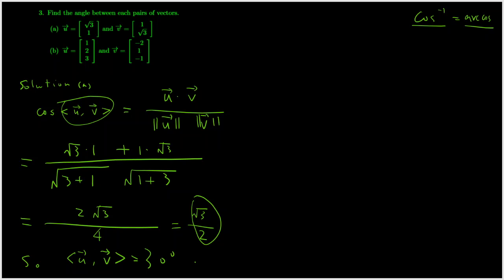Okay, now let's move on to question B. In question B, I guess you have to use a calculator to get a degree, to get an angle. So very similar. Now for question B, we compute the cosine value of the angle between two vectors u and v. Copy the formula first. You'll have u dot v, and then you have the length of u and the length of v.